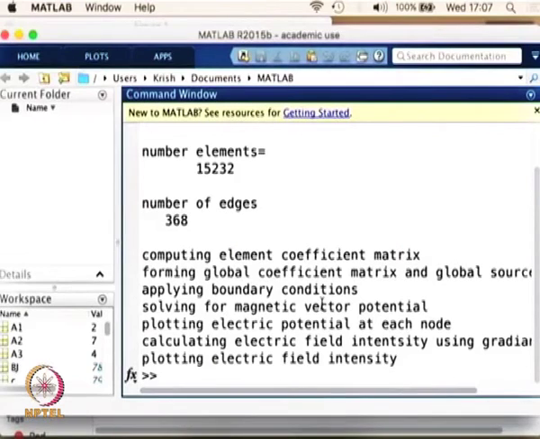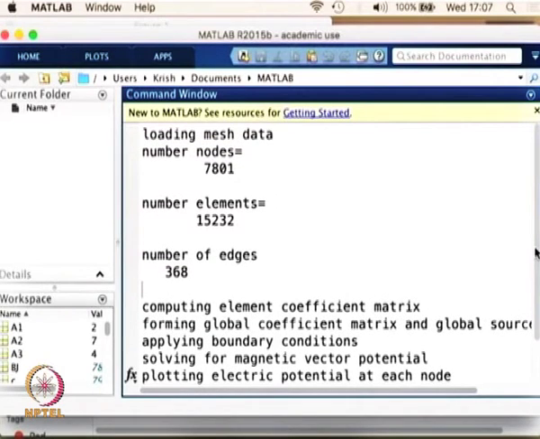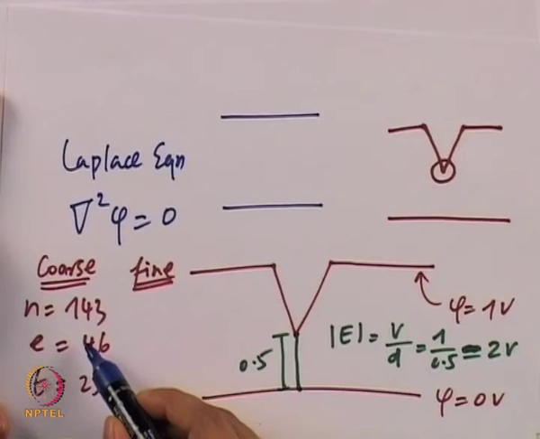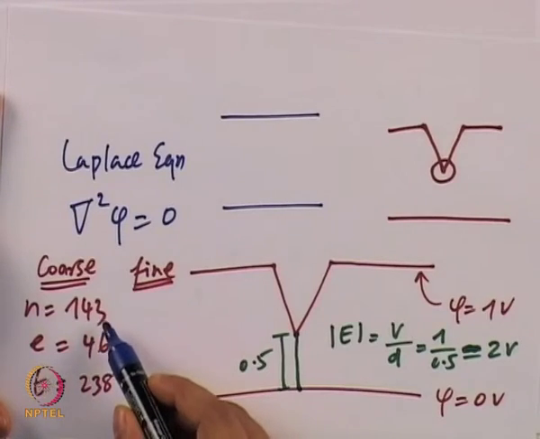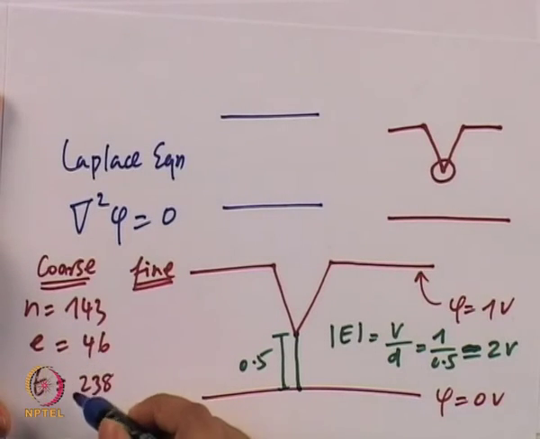What we can see is the number of edges, number of points have changed dramatically. So let us go back to the paper and see that in the first example what we had: 143 points, 46 edges, and 238 triangles. So let us look at this particular problem here.